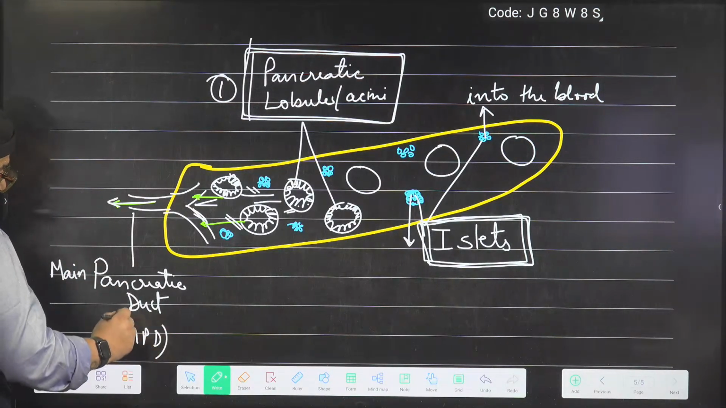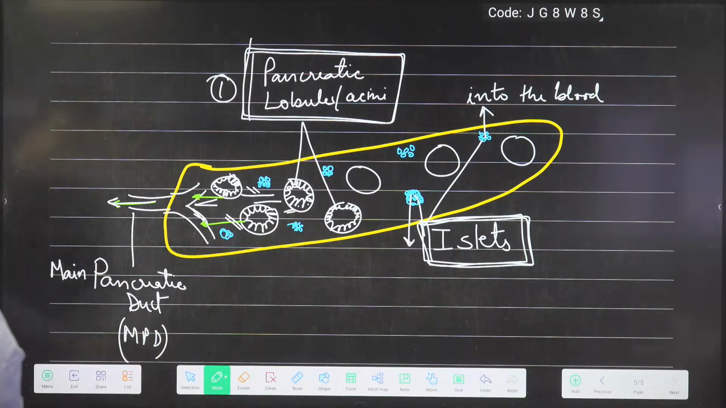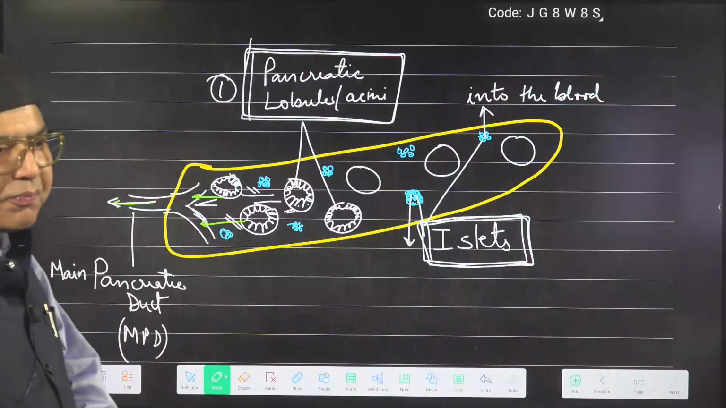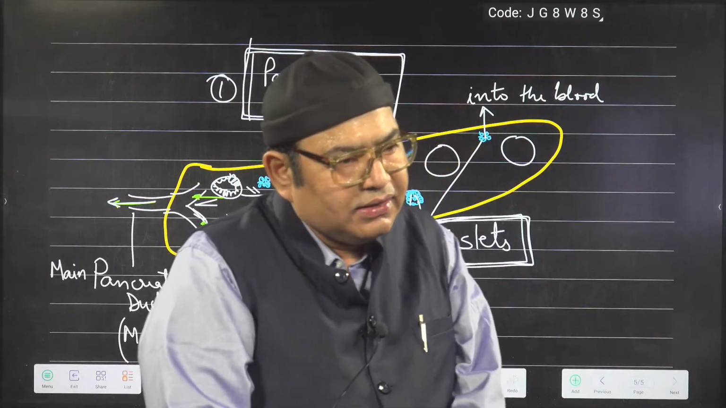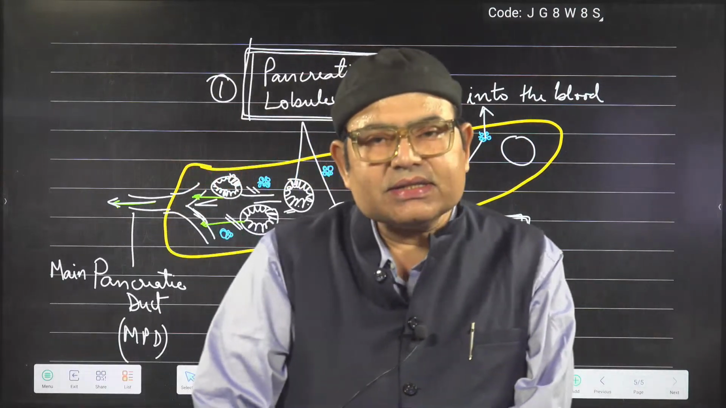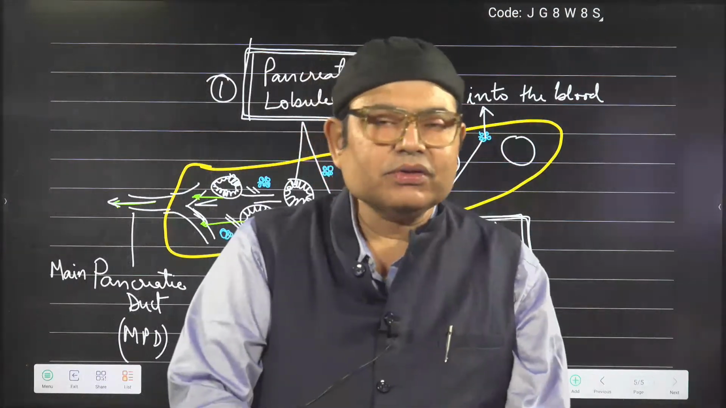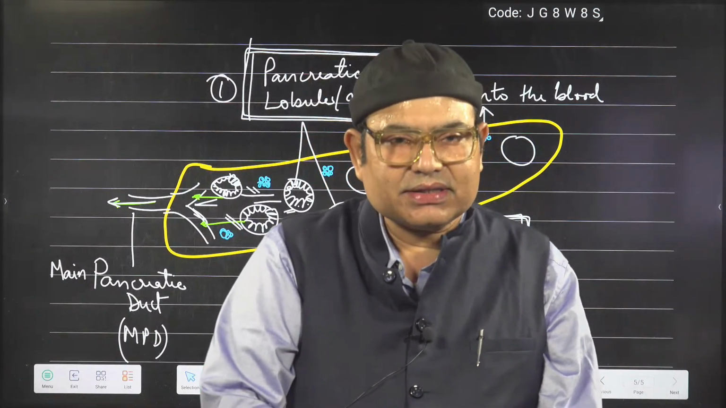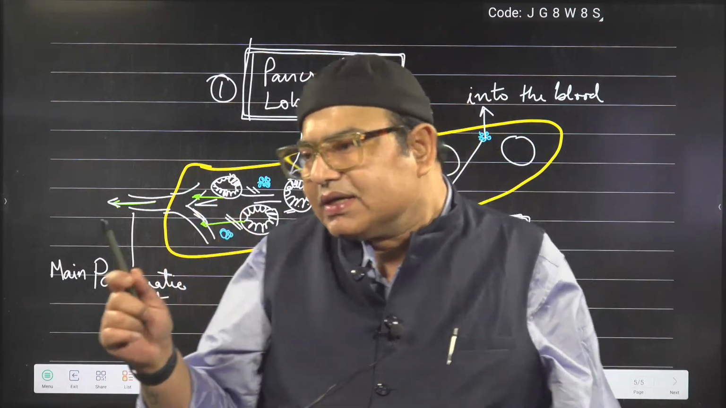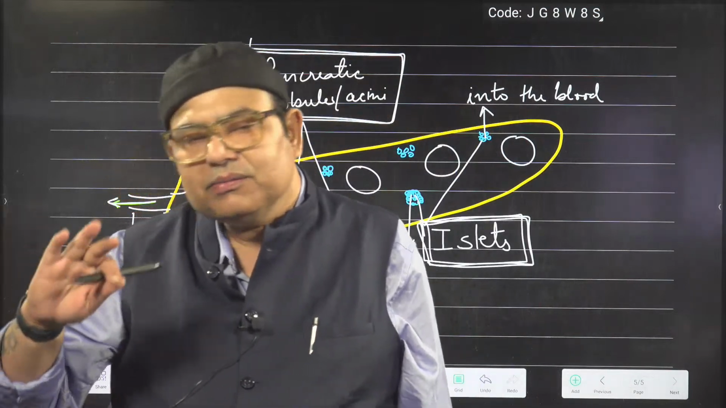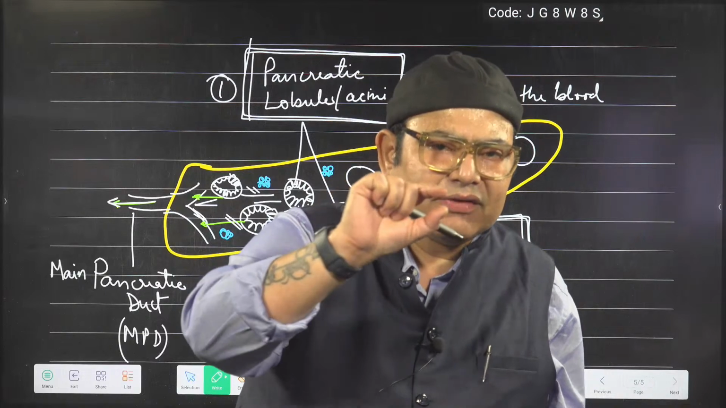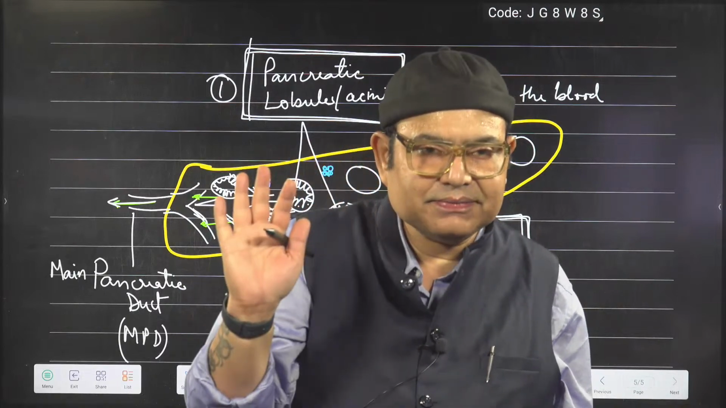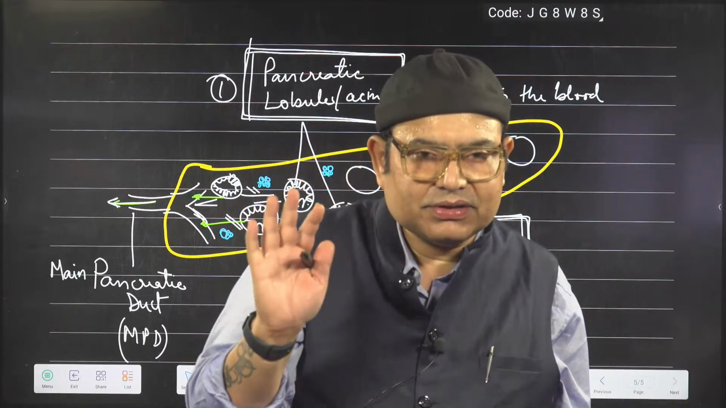I'll be calling it from now, main pancreatic duct. Now my question is, which part is exocrine and which part is endocrine? Pancreas is a type of gland which has both exocrine and endocrine parts. Remember, some part is exocrine, and very little part is endocrine. But it is having both.